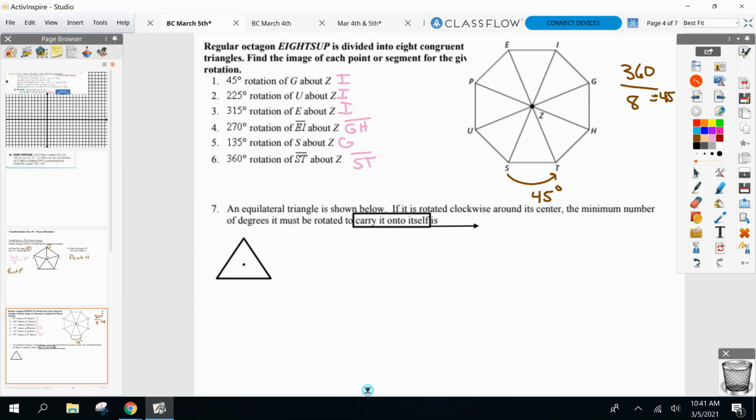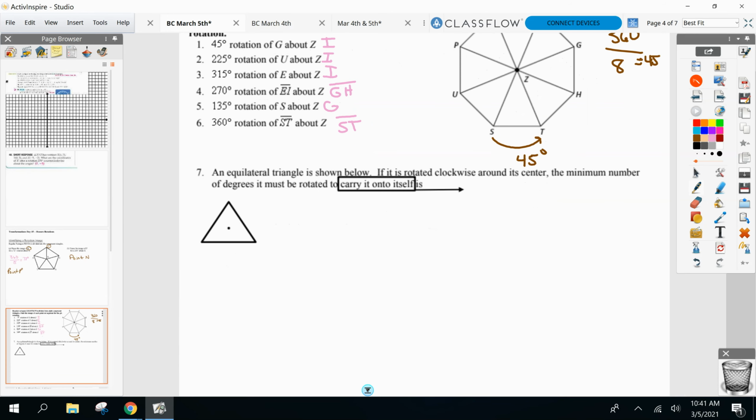All right, next up, let's get off the degree measures a little bit. Now I want you to tell me the degree measure. So I have an equilateral triangle. You guys know equilateral: all sides and all angles are the same. I'm going to rotate it clockwise around the center. I need the minimum number of degrees it can be rotated to carry it onto itself. Before we find that answer, what does carry it onto itself mean? What am I talking about when I ask you to carry it onto itself?